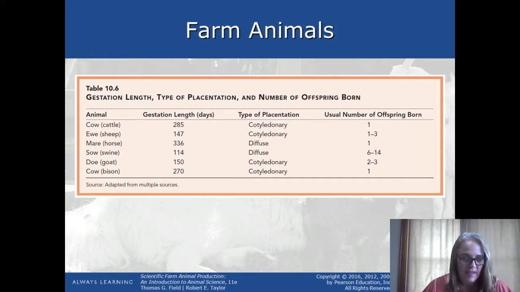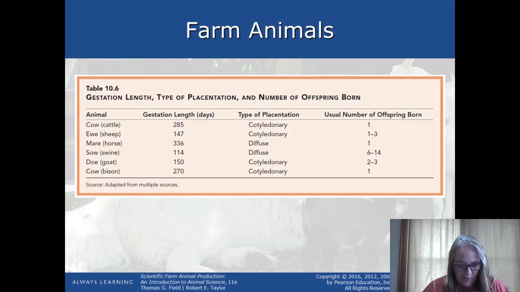Now, gestation length is an interesting thing to look at. It varies depending on the breed and the age of the animal. It also varies if the animal is a litter-bearing species or in animals that have multiples. If you look at the chart here, it not only tells you the gestation length, but the type of placentation. You can read more about that in your textbook if you want.